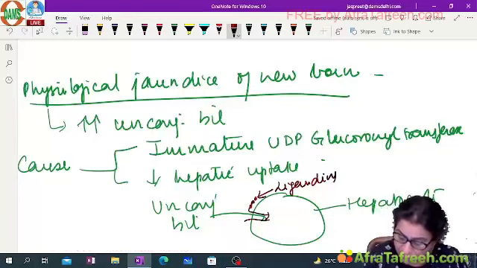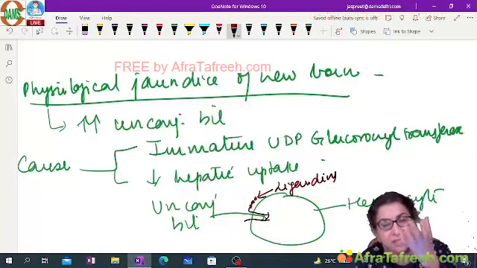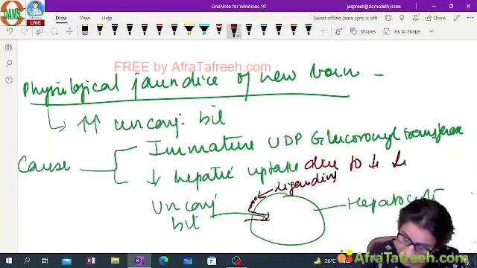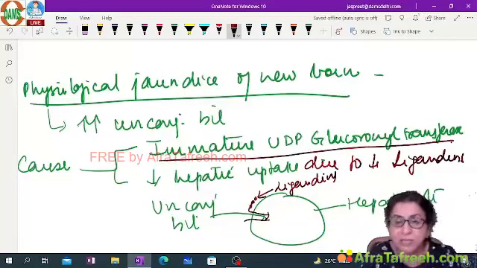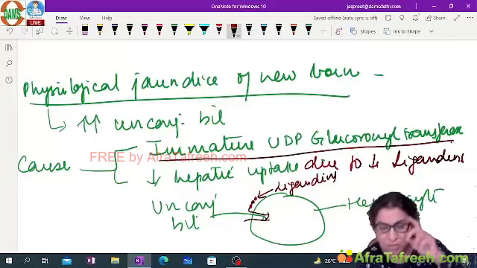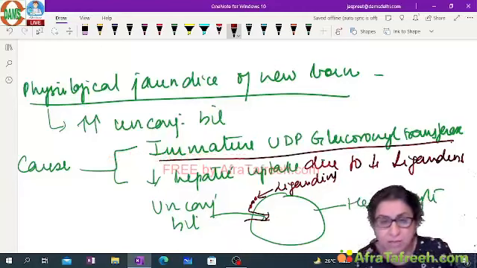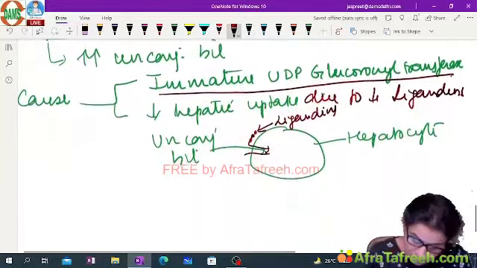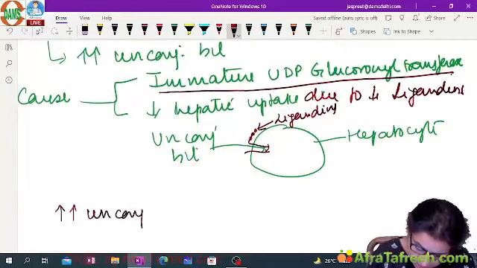So decreased hepatic uptake, as in a newborn liver, ligands are also decreased. The main cause is immature UDP glucuronyl transferase, and you can remember this one also. Second is decreased hepatic uptake because the ligands in the newborn liver are also less. As a result, there is increased unconjugated bilirubin.